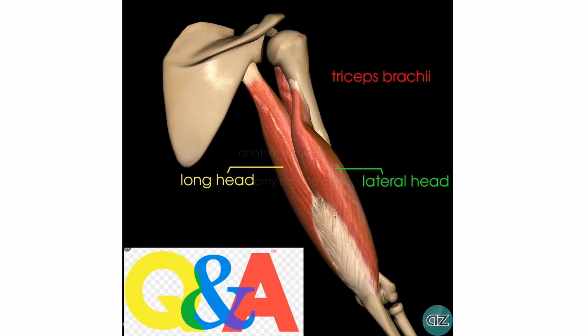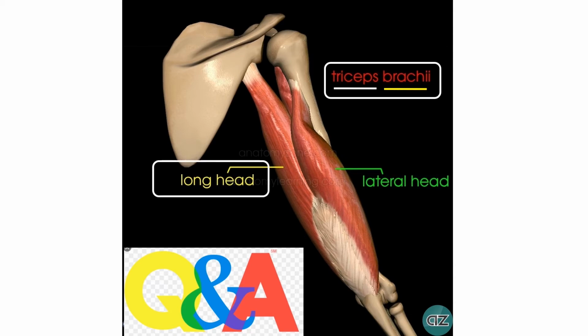Questions and answers about this view. What is this view? This is a posterior view of the humerus, the arm. And I know this because I can see the scapula and its spine. And I can see a muscle. This muscle is called triceps because it has three heads, and brachii because it is posterior to the brachium, the humerus. It has three heads.